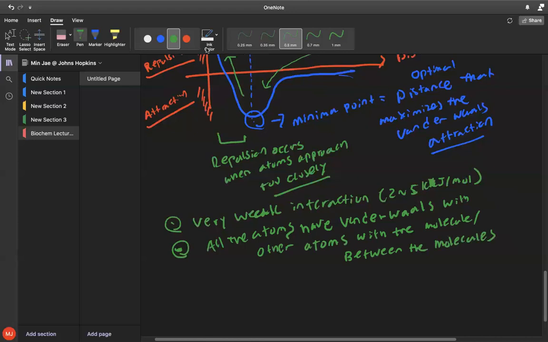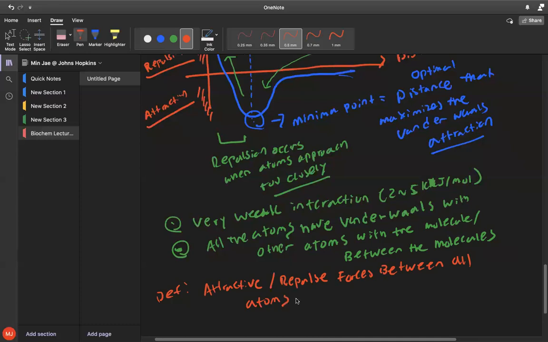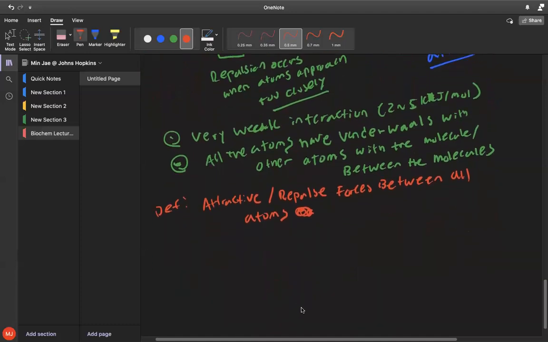Nice. Now, that being said, let me give the fundamental definition of van der Waals. It is attractive when the distance between the two atoms is sufficiently large, or repulsive if the distance between two atoms is close enough, and all atoms experience this based on distance. So distance is key when you're trying to quantify the strength of van der Waals between two adjacent atoms.